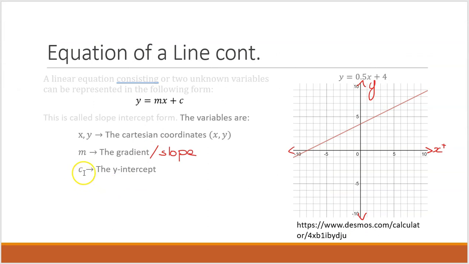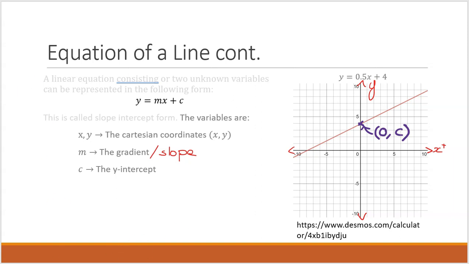And then we're presented with this new term here, c, also known as the y-intercept. So this c corresponds to where the graph crosses the y-axis. So we call that the y-intercept. And this is always going to be at (0, c).